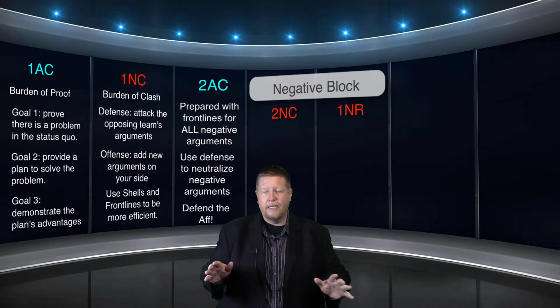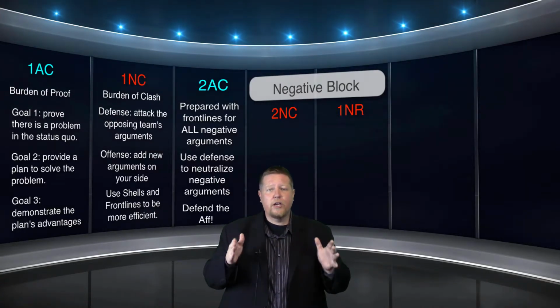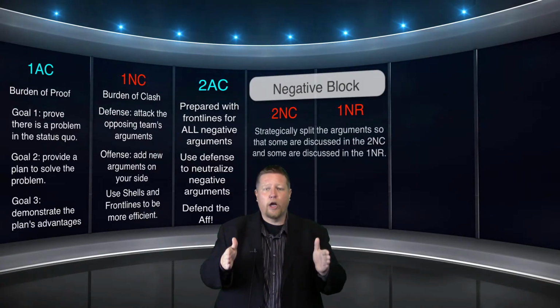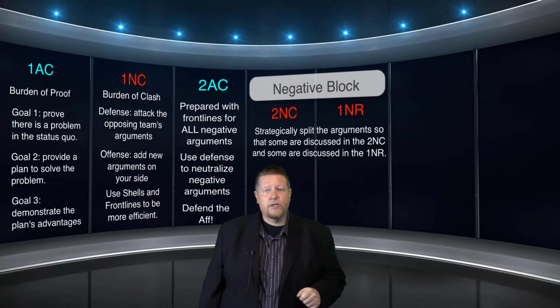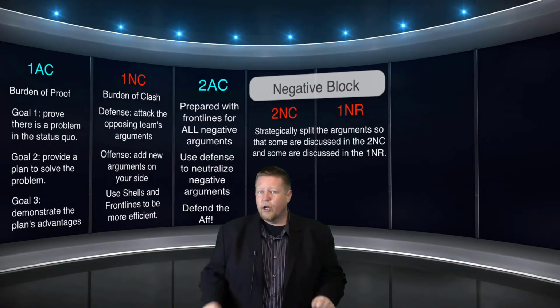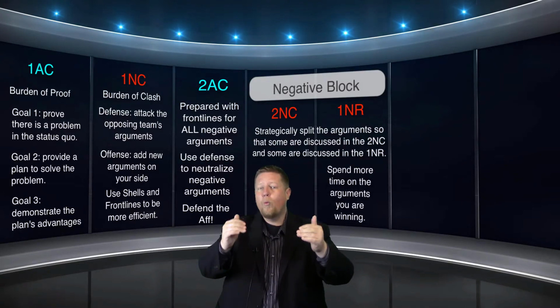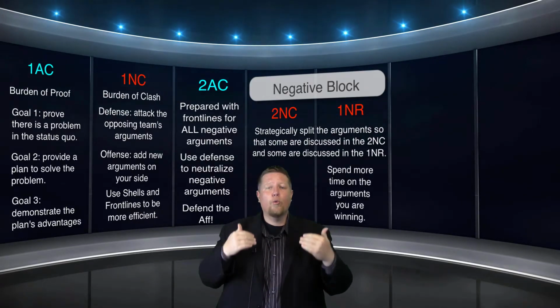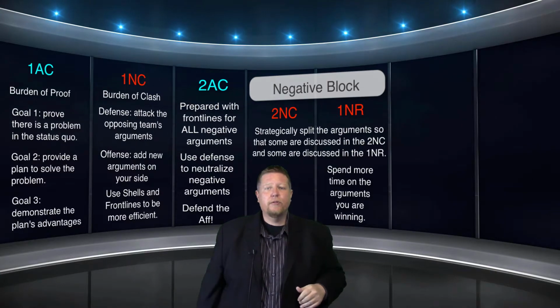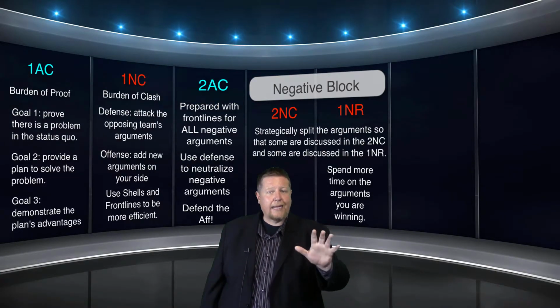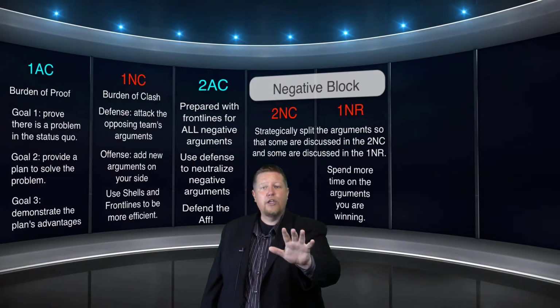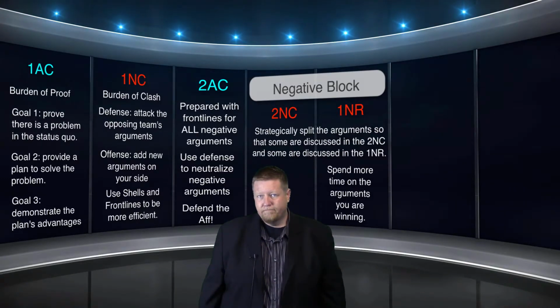But here's the basic idea. You and your partner need to have a conversation in which you strategically split the arguments so that some of the arguments are discussed in the 2NC and some of the arguments are discussed in the 1NR. Spend more time on the arguments you are winning and less time on your weaker arguments. These arguments include the affirmative arguments which you need to attack and your own negative arguments that you introduced and now need to defend.